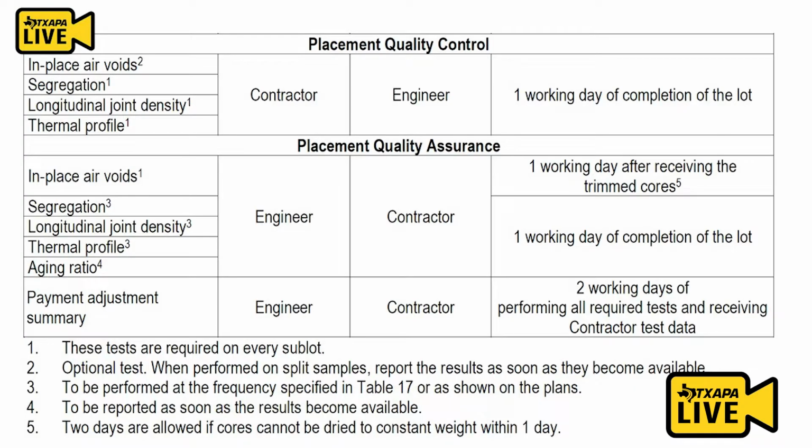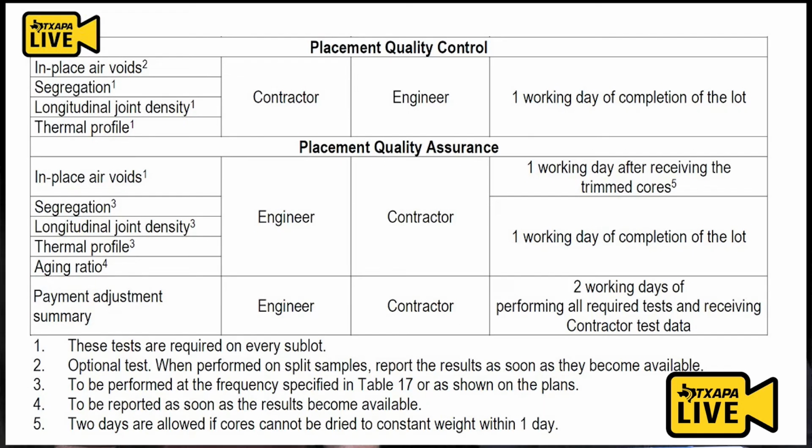And the very last one there, the pay adjustment summary, the engineer to the contractor, 2 working days of performing all the required tests and receiving the contractor's test data. So we should never be more than 2 working days without knowing whether or not we have a 105 pay factor or we have a 95 pay factor, right? That's right. So again, if we're not getting this information back and forth, and it says right there the contractor's test data, so you have to receive all the contractor's test data also for that 2 days to work. That's right. And it's so important.